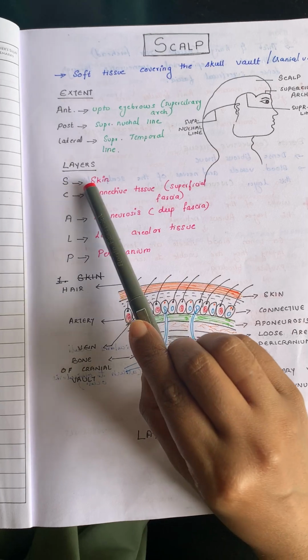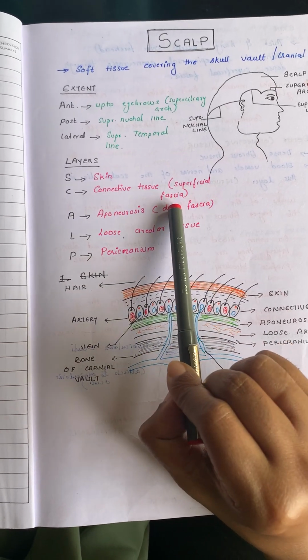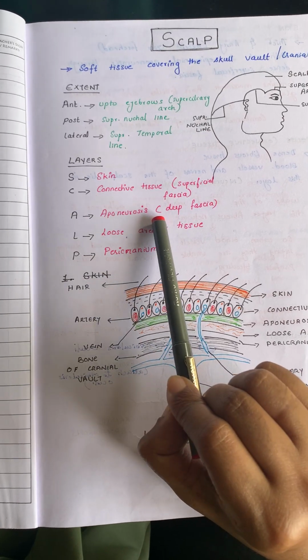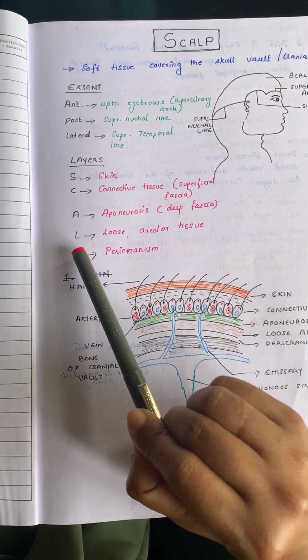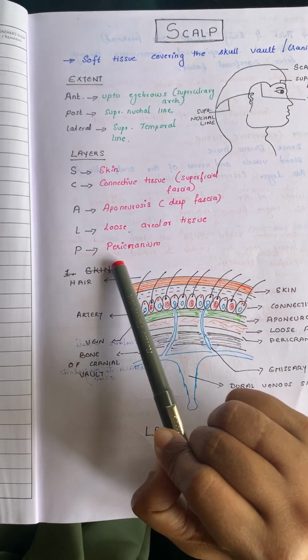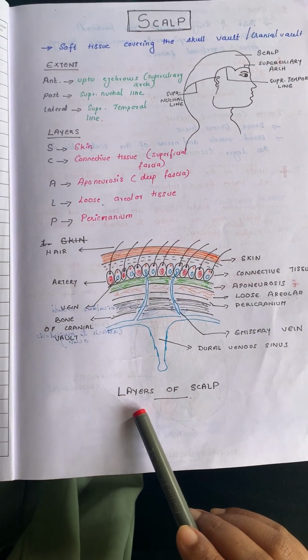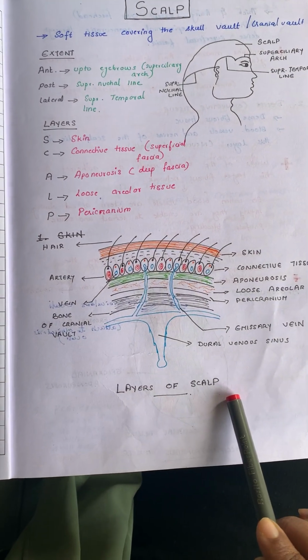That is, S stands for skin, C for connective tissue, which is the superficial fascia, A for aponeurosis, which is the deep fascia, and L, that is the loose areolar tissue, and P for pericranium. Now this picture shows the layers of scalp.